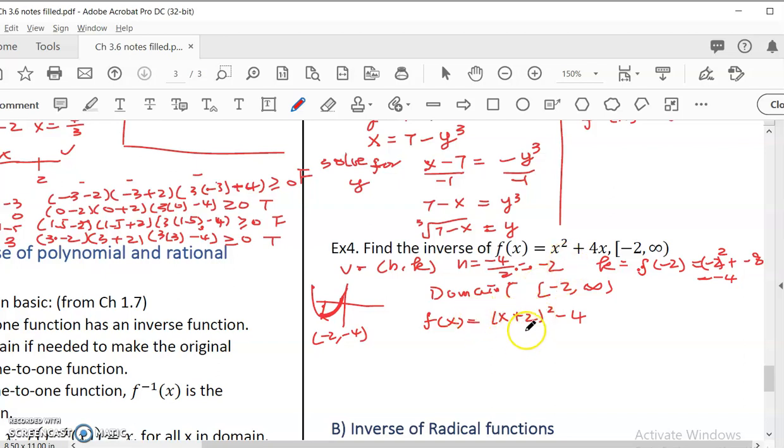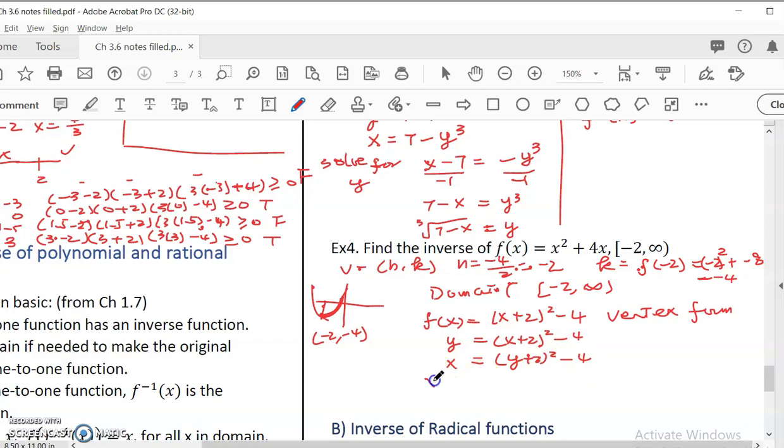Okay, so you do completing the square or you use the vertex form. Write it as a vertex form. Why? Because vertex form is easy to solve. You just have a square term and then you can take care of it. So we're going to find inverse now. So y equal to x plus 2 squared minus 4. Switch x and y. X is equal to y plus 2 squared minus 4.